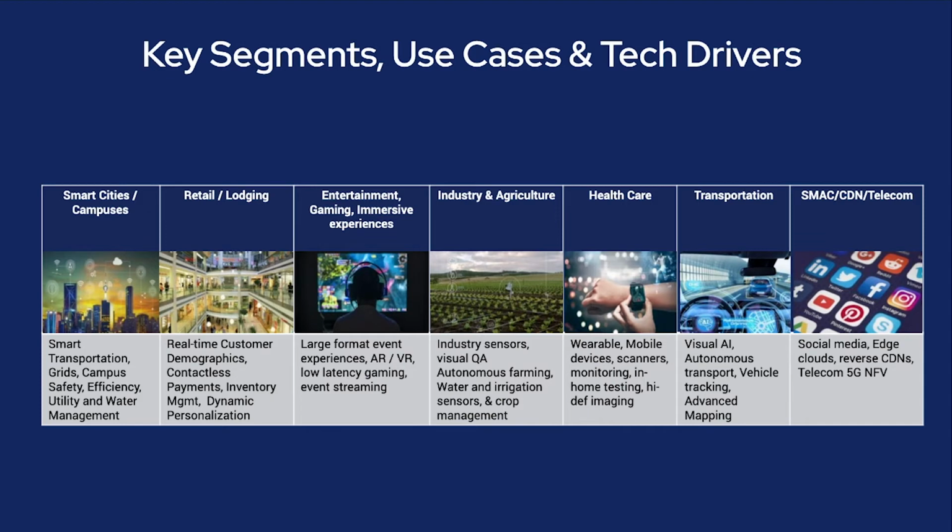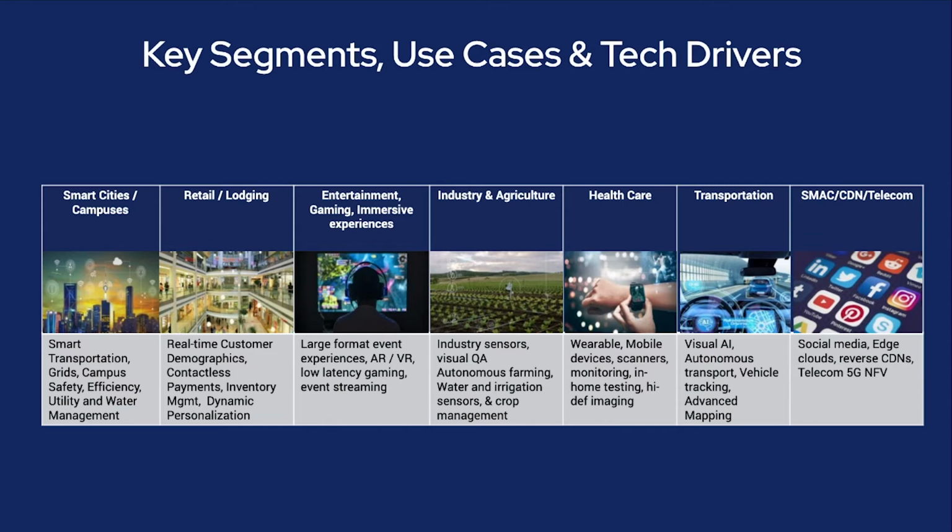And when we start thinking about key segments, use cases, and tech drivers, we've done a lot of research. I'm part of the innovation office at Flexential. We do a lot of work with partners and even some competitors, and we really look at where the customer is going to come from at the edge. We try to get it down to a couple, but we realized that there really were 7 key segments. Your smart cities and your campuses all have a need. They want to manage both safety and efficiency, and they want to find ways to make their cities more efficient and easy to live in, et cetera.